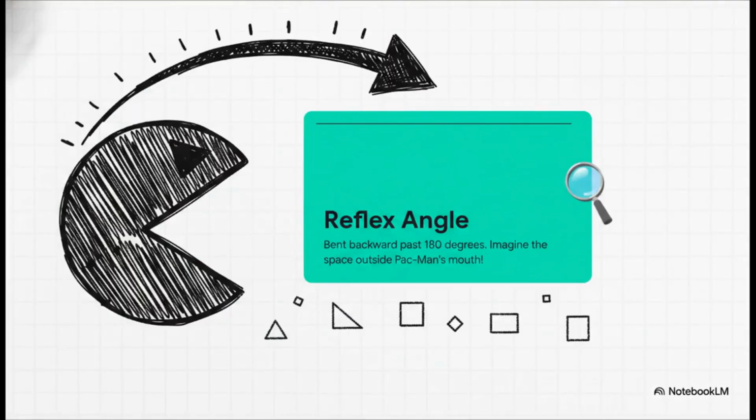Okay, now for the ultimate boss level of angles. The trickiest one of the whole shebang, the reflex angle. This is an angle that has bent all the way backward, past a flat 180 degrees. Remember our Pac-Man question from the very beginning? Imagine Pac-Man's open mouth. If the acute angle is that small space inside his mouth where he eats the dots, the reflex angle is the huge curved space all the way around the outside of his head.